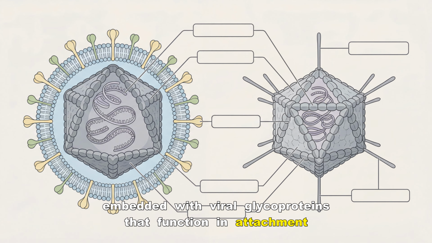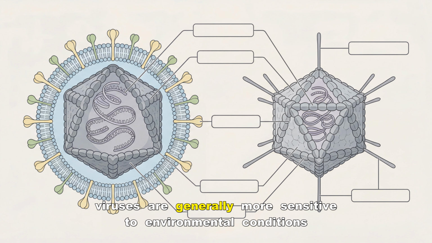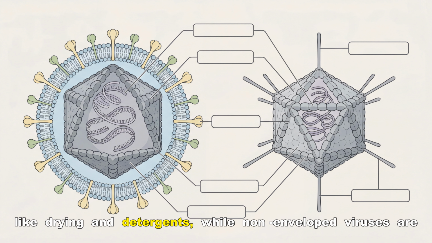Surrounding this genome is the capsid, made of repeating protein subunits called capsomeres, which protects the genetic material and helps with host cell recognition. Some viruses also have an envelope derived from host cell membranes, embedded with viral glycoproteins that function in attachment and entry. A key test tip is that enveloped viruses are generally more sensitive to environmental conditions, like drying and detergents, while non-enveloped viruses are more stable and harder to destroy.